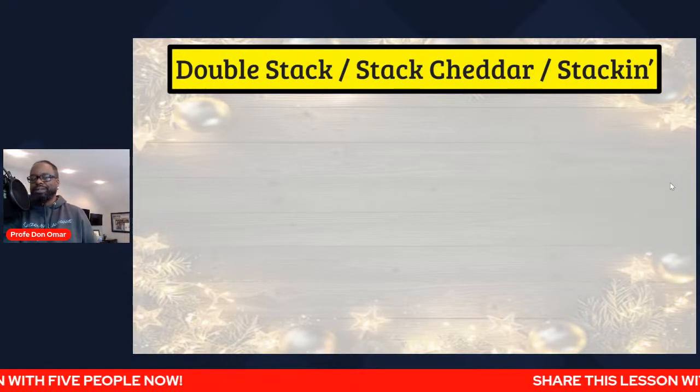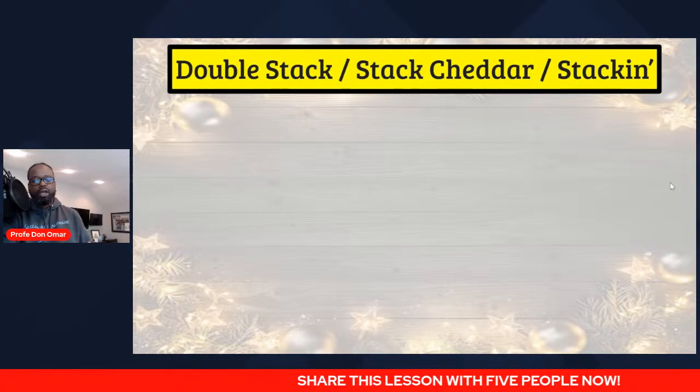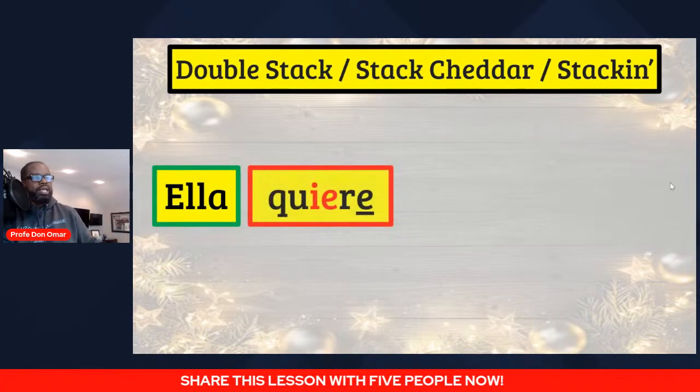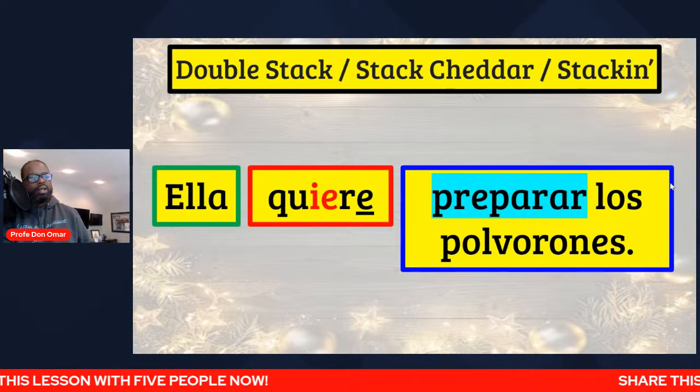Double stack, stack cheddar, stacking, right? I talk about this, okay? What are we talking about? Ella quiere preparar los polvorones. All right.